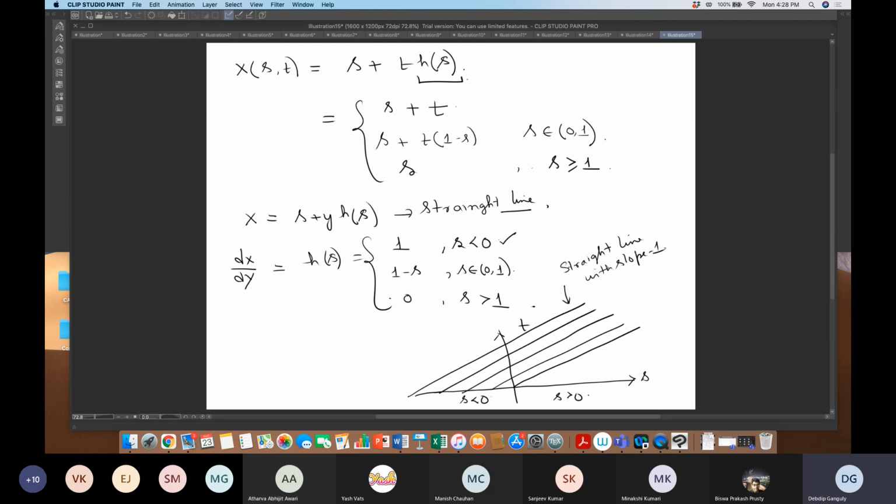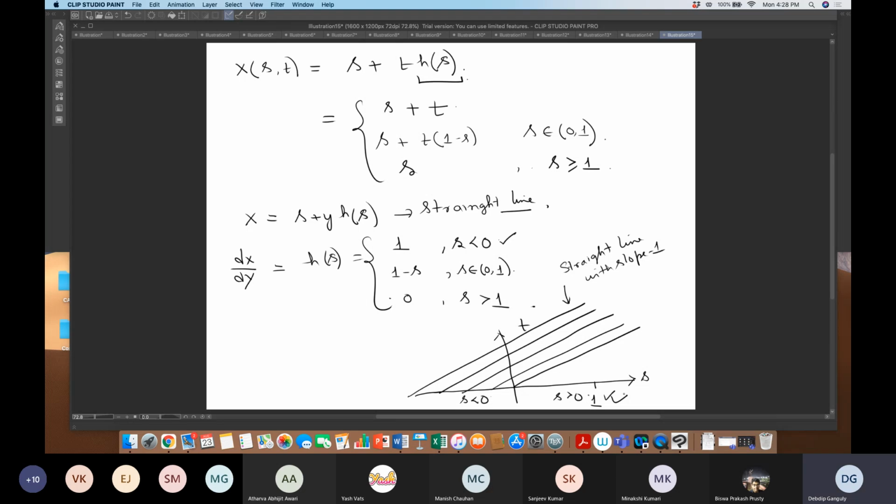Anyway, this is the straight line whose slope is 1 for s less than 0. You agreed or not? Yes, sir. Agreed. What happened for this is 1? What is the straight line h(s) equal to 0 for s greater than or equal to 1? How does the straight line look?